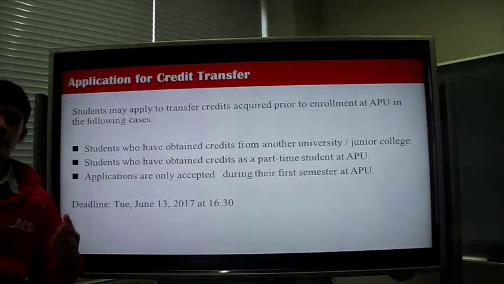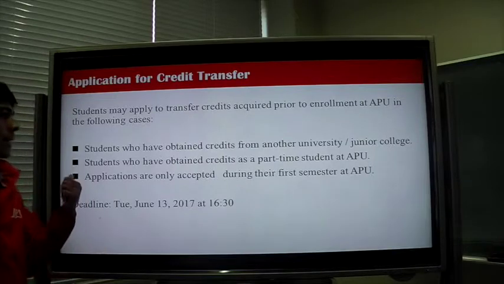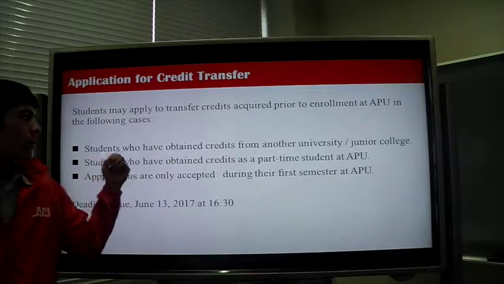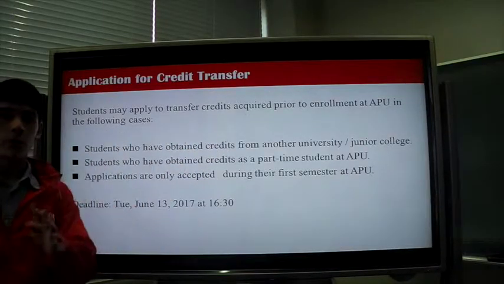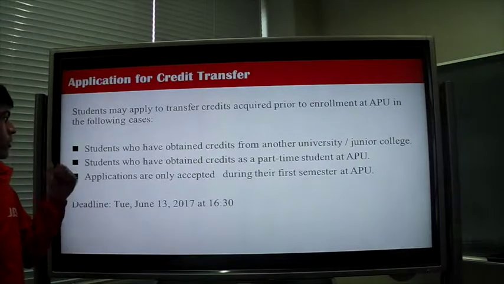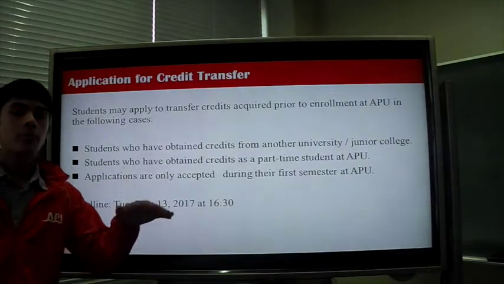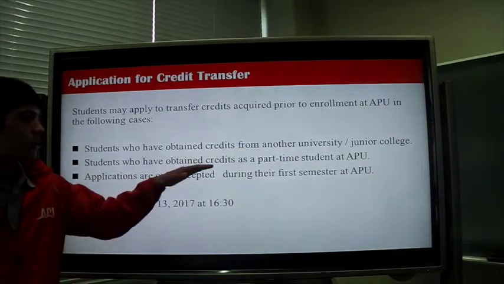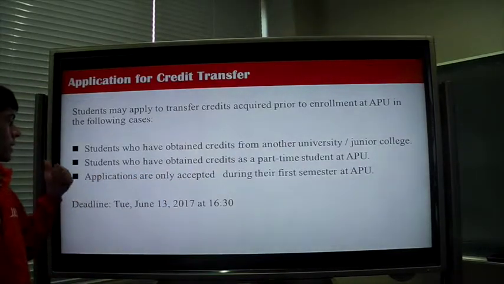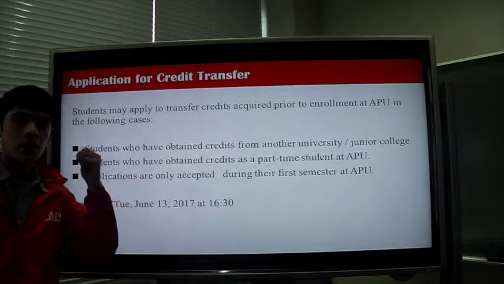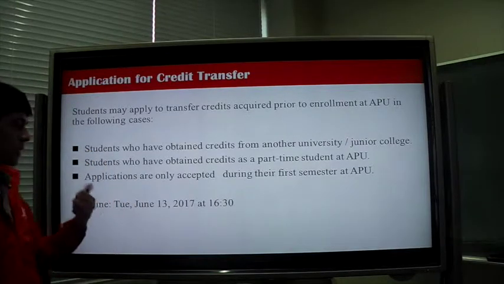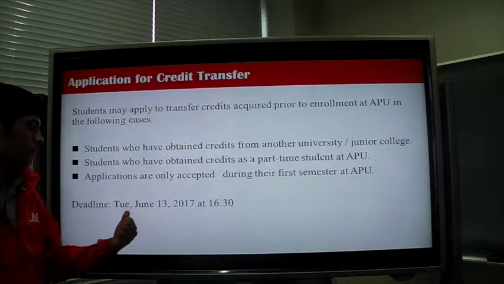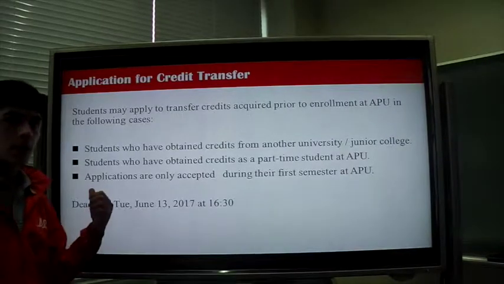Okay, now I'm going to explain how to transfer your credits. And here are 3 points. Students who obtained credits from a university or junior college can transfer them. And also students who have obtained credits as a part-time student at APU. So before enrollment, if you came here as a part-time student, you can transfer. And the last point is applications are only accepted during their first semester. And here the deadline is June 13, 2017 at 4:30 p.m. So keep in mind the deadline if you want to transfer your credits.